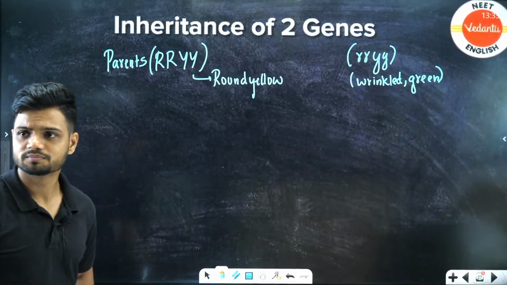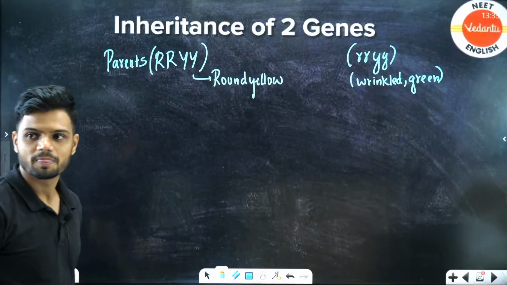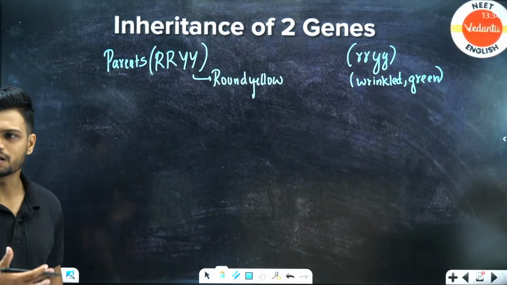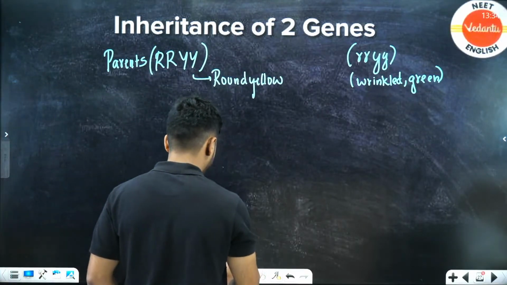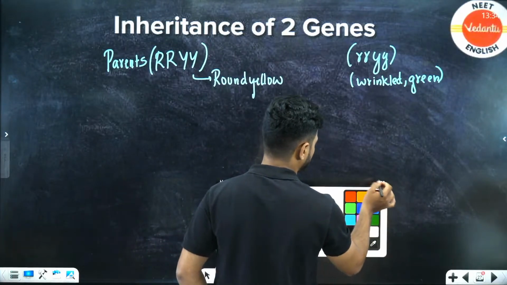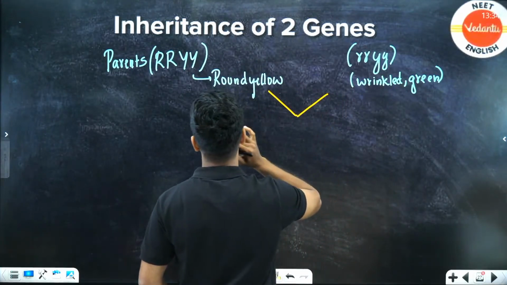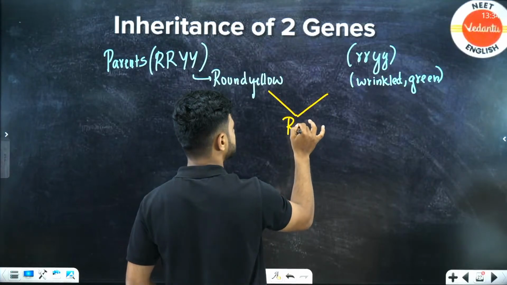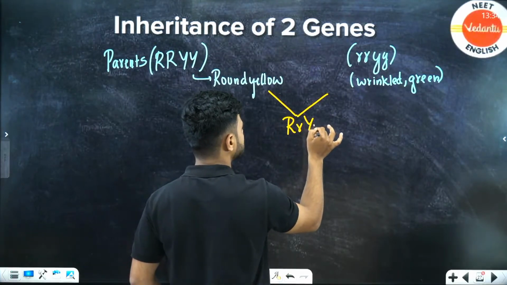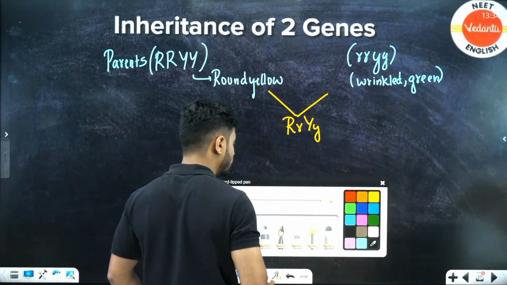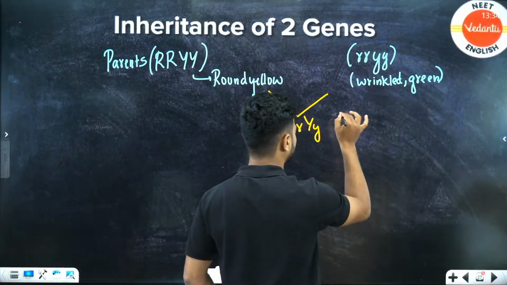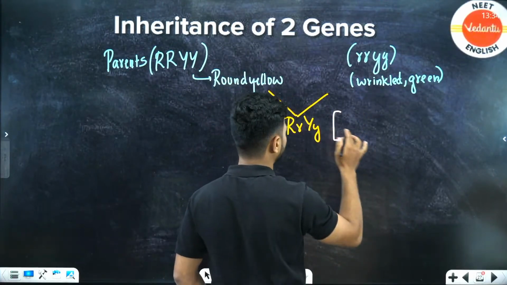Now students, almost 1.5 hours is completed, right? Now we do crossing. What do we get in the cross, students? We get capital R, small r, capital Y, small y. Now what is the phenotype here? The phenotype is very simple. Capital R is dominant, so round.